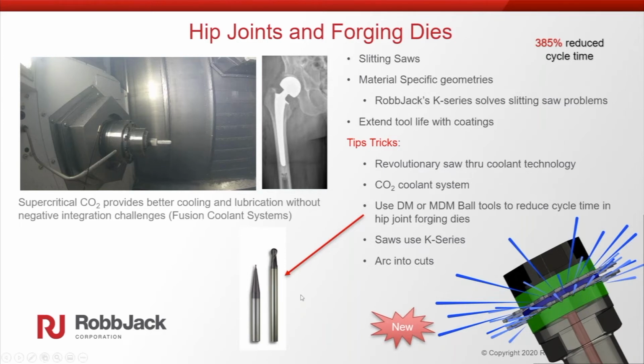On the forging dies, we have specialized tools for hard metal and things like that for doing the 3D molds or forging dies. And one of the tips and tricks that you want to do is when you're cutting with the saws, you kind of want to arc into the cuts. That really helps performance. So for this application, we're able to reduce the cycle time by about 385%. That was with a flood coolant application.